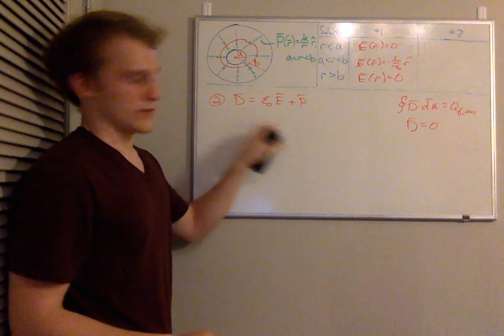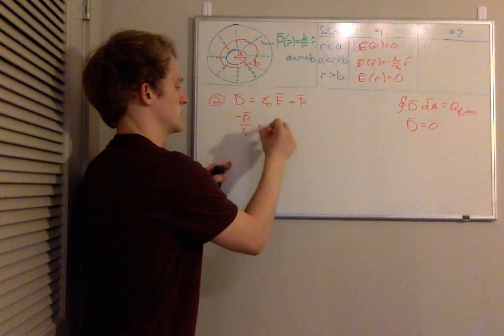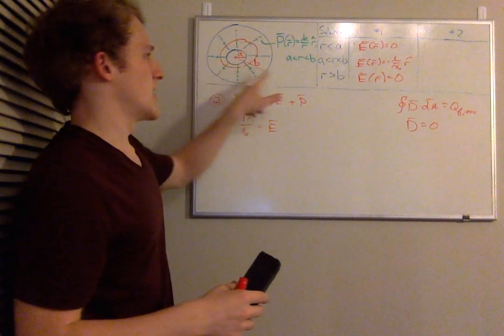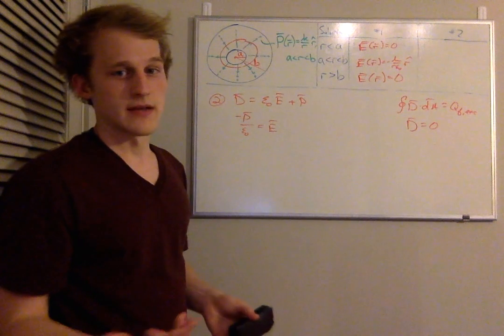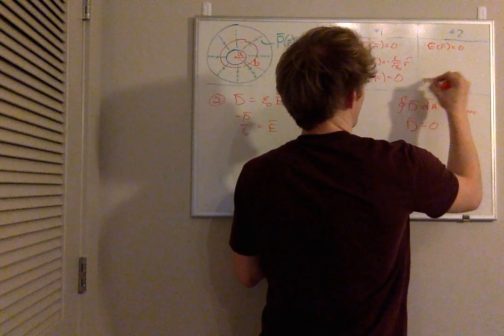So since D is 0, we're going to move P over here and divide by epsilon naught to give us E. Now, there is no polarization inside or outside, so that implies that the electric field is 0. And we're going to write that over here.